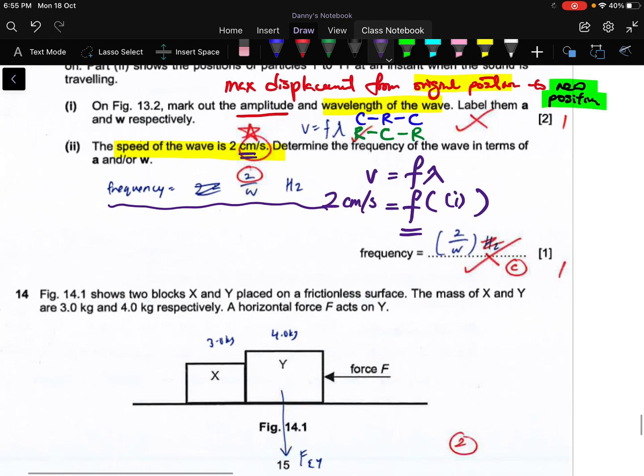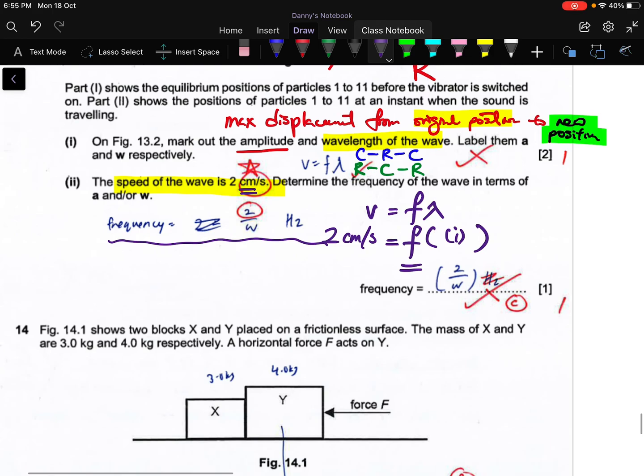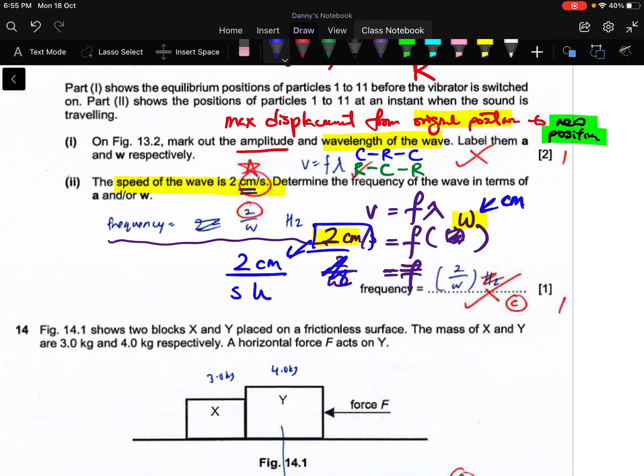Down here, since you do not know your wavelength, you can treat it as W. So therefore you would have f equals 2 over W. You notice that I didn't change this to meters because my W is in cm. So when I bring it over, it will be 2 cm per second, and W is in cm. So these two units will cancel off, and down here we'll have f. This whole term will turn into 2 over W, and the unit will become 1 over s, and 1 over s is actually your hertz. So you do not need to do anything, it is just 2 over W.